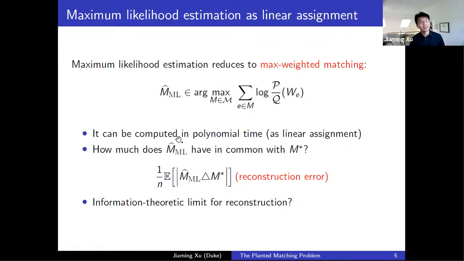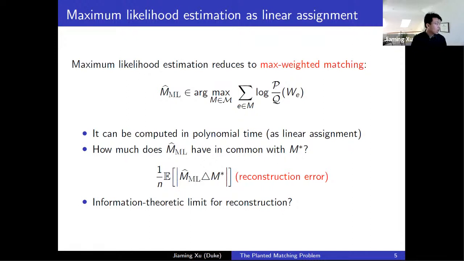But now the crucial thing is that, even though you believe the true matching M star will have a high likelihood, it may not actually be the maximum likelihood. So the question now is: how much does the maximum likelihood estimator have in common with M star? In particular, in this talk, we're going to focus on a measure called reconstruction error. That is the expected value of the cardinality of the set difference between the maximum likelihood estimator and M star, normalized by the total number of edges in the matching, that is M. So basically this captures how different M hat is compared to the true matching M star.